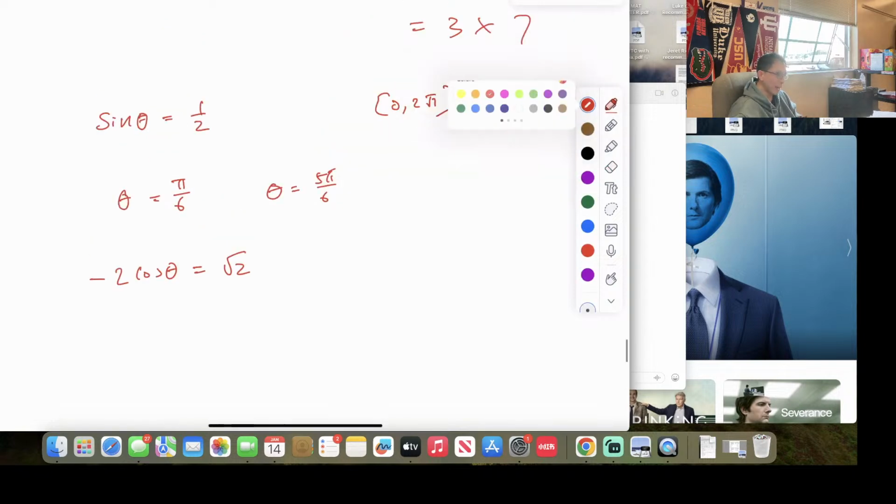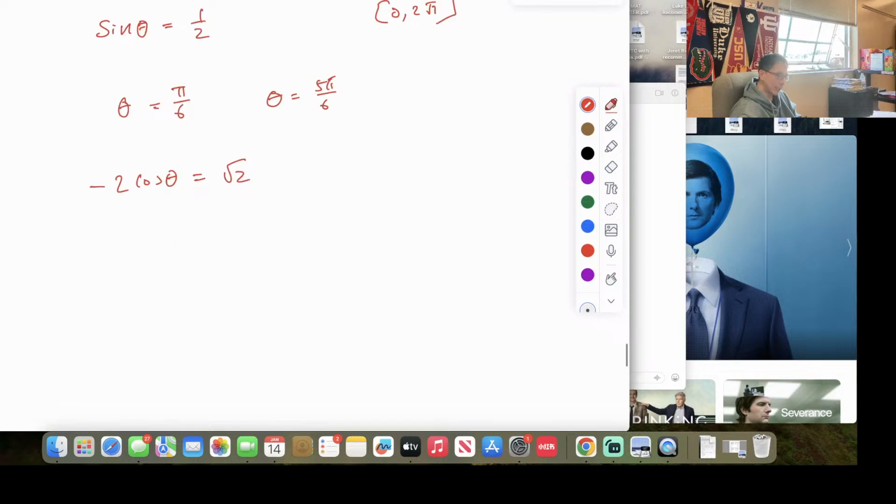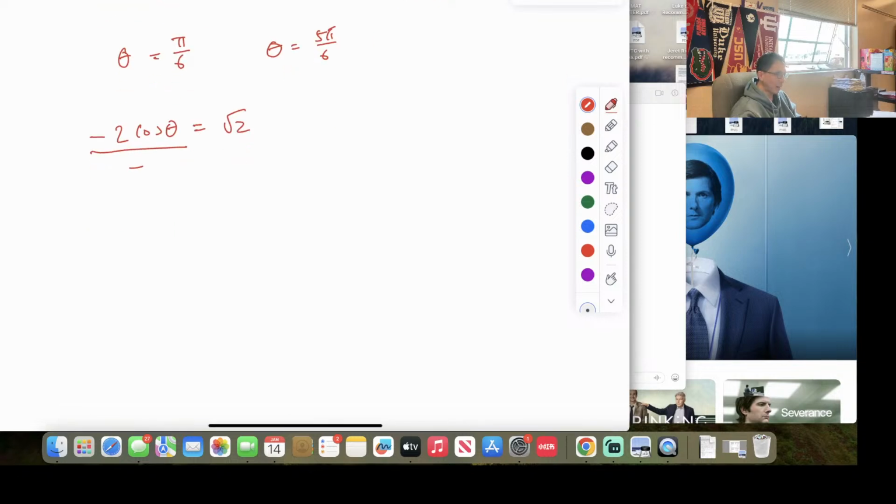So do you realize it's something like it's asking you 21 is equal to what number times what number? Does that make sense? It's kind of the same analogy, right? Instead of asking you what's 3 times 7, yesterday we asked you what's sine of pi over 3. That's square root of 3 over 2. But today we asked you sine of theta is equal to square root of 3 over 2. What is the theta? So in this case, we want to divide by negative 2 here. Does that make sense? You're going to get cosine of theta equal to negative square root of 2 over 2.